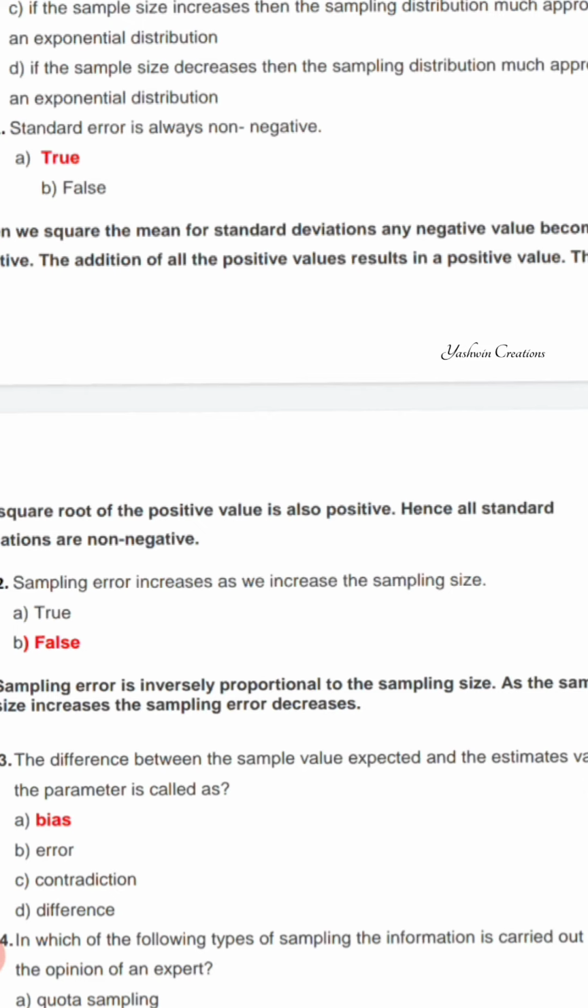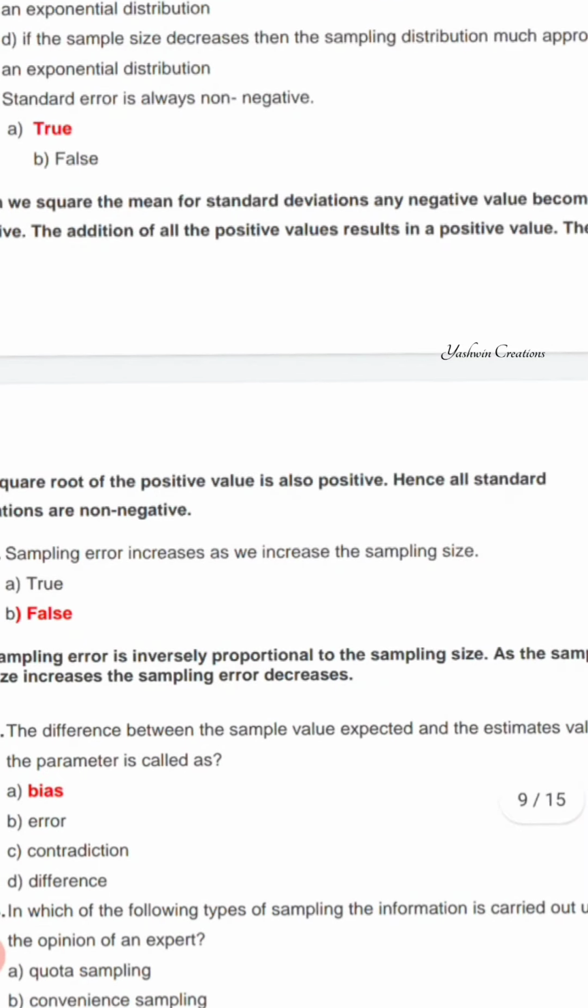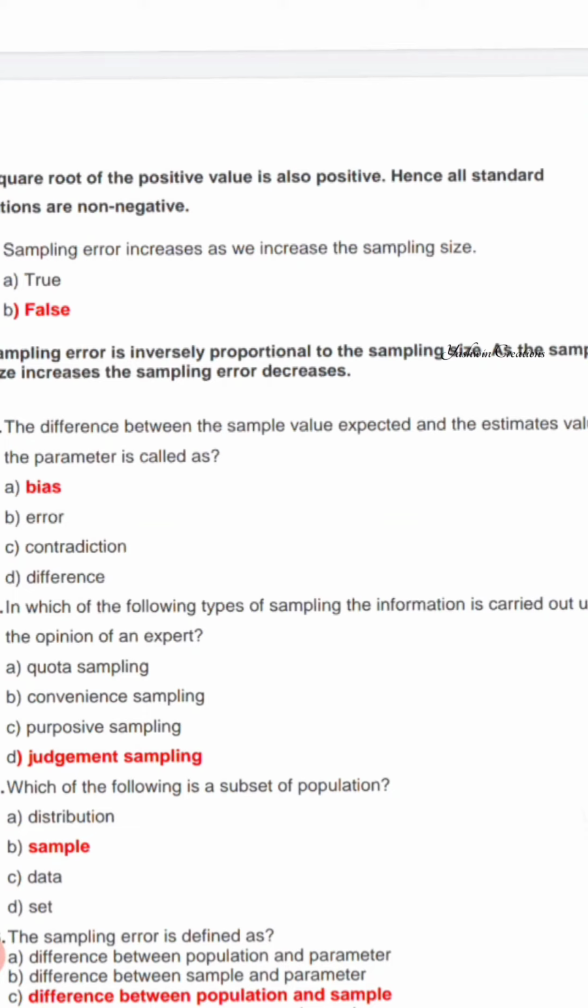The difference between the sample value expected and the estimated value of the parameter, that is called what? It is called bias. The difference between the sample value expected and the estimated value of a parameter is called bias.